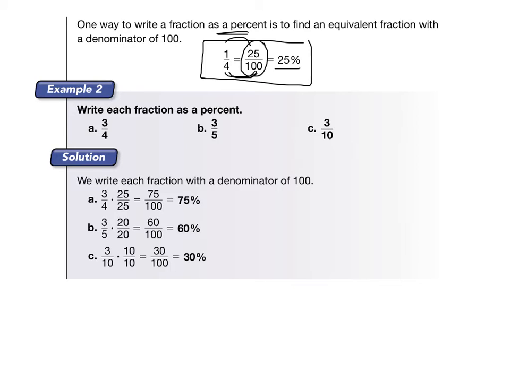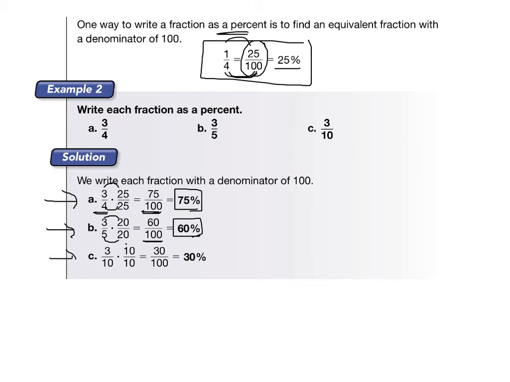So example 2 has 3 different fractions that we can do in this same way. So write down letter A. You have 3/4. I'm going to make that into a fraction with 100 as a denominator. I multiply the top and the bottom by 25 each. I'd get 75 over 100. Because the denominator is 100, I know that that is 75%. Same thing with 3/5. Multiply the denominator by 20, the numerator by 20, and you get 60 over 100. And 60 over 100 is the same thing as 60%.